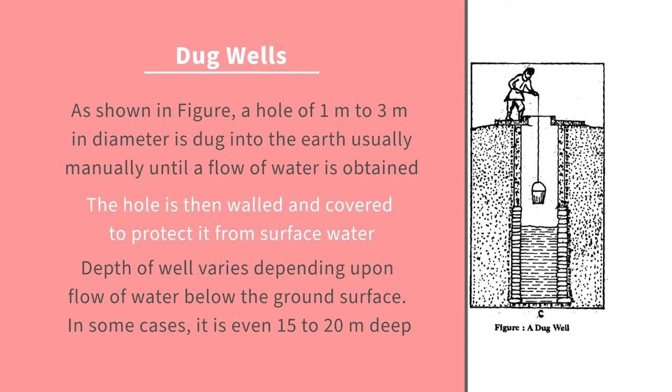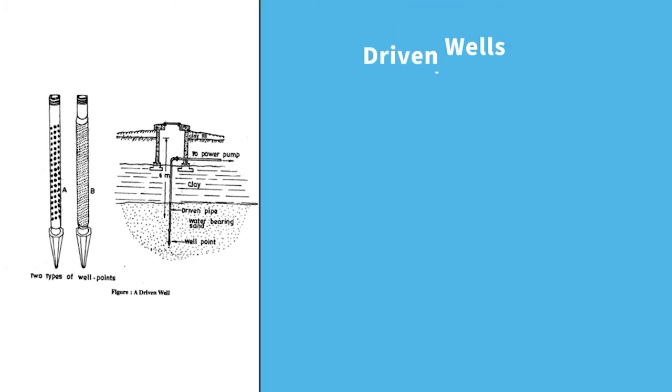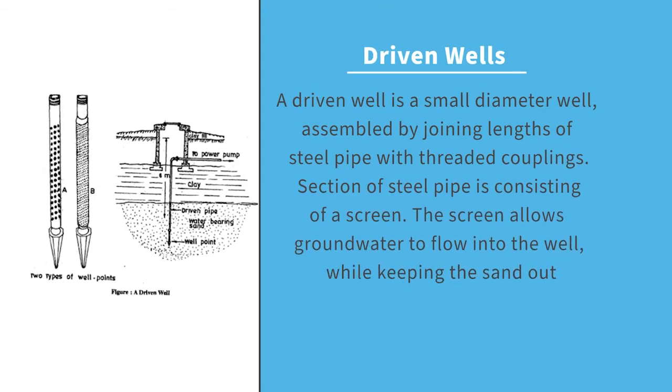The hole is then walled and covered to protect it from surface water. Depth of the well varies depending upon the flow of water below the ground surface. In some cases, it is even 20 to 50 meters deep. Driven well. A driven well is a small diameter well assembled by joining lengths of steel pipe with threaded couplings. A section of steel pipe consists of a screen.